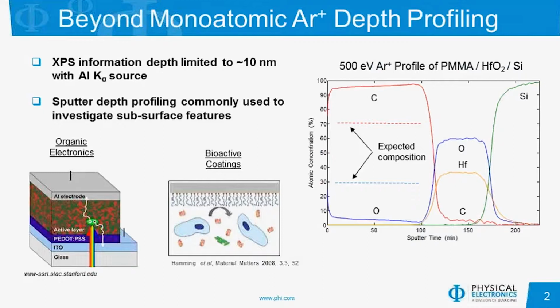And so if we try to use monoatomic argon to do depth profiling of such materials, what we typically find is that the damage in the organic layer is such that we lose all of the chemical information. As shown here in a 500 eV argon profile of PMMA on hafnium oxide on silicon, the PMMA layer does not show the expected composition.